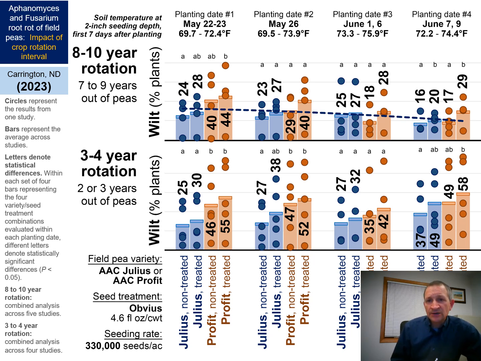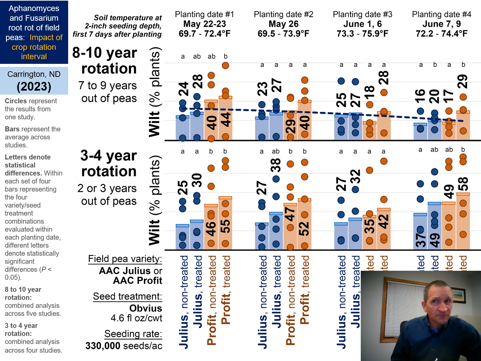All right, so what about incidence of wilt symptoms at mid to late pod fill? What you can see here is that crop rotation interval clearly impacted the incidence of wilt, and made it worse when the crop rotation interval was tight, and that was consistent irrespective of field pea variety selection or seed treatment. That said, variety selection was critically important in determining your wilt severity. Now, if you notice something really curious here, treated seed actually has slightly higher incidence of wilt than the untreated seed.